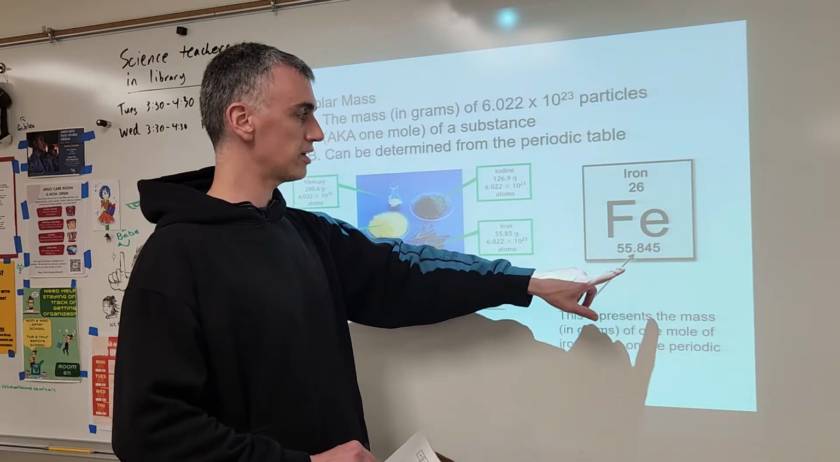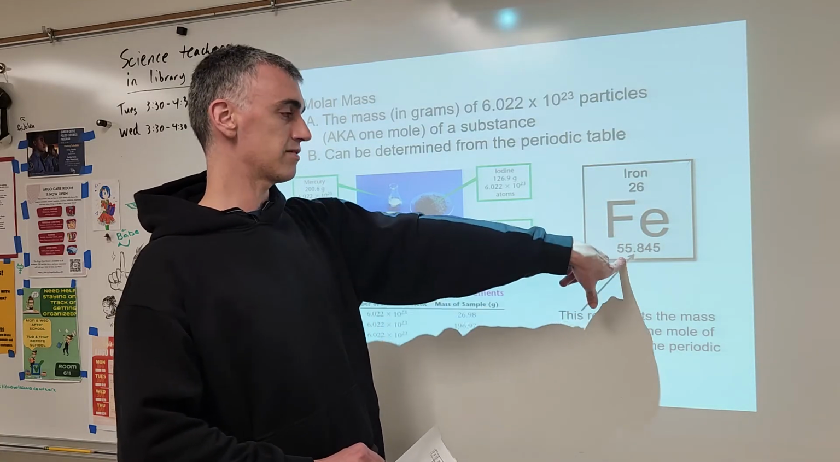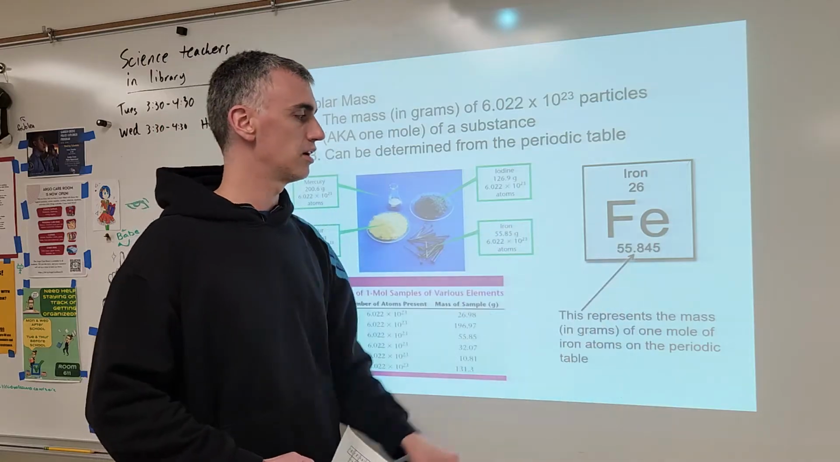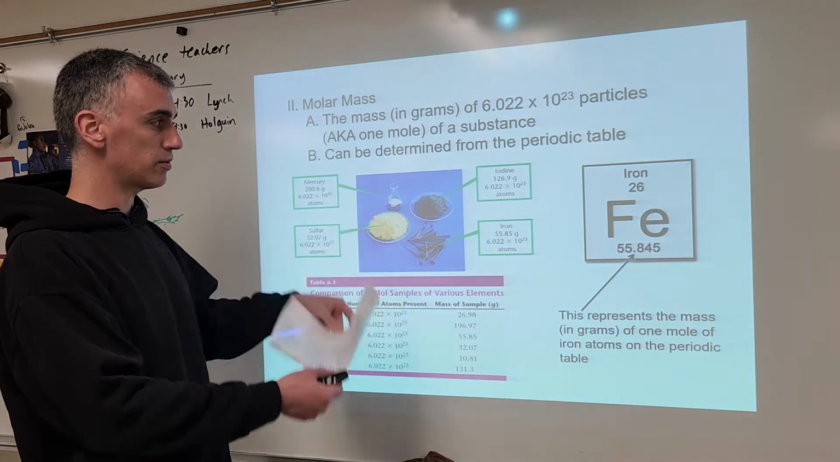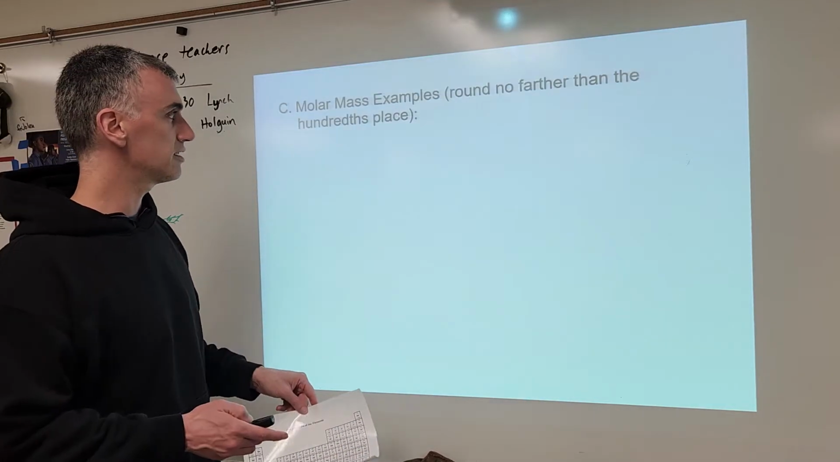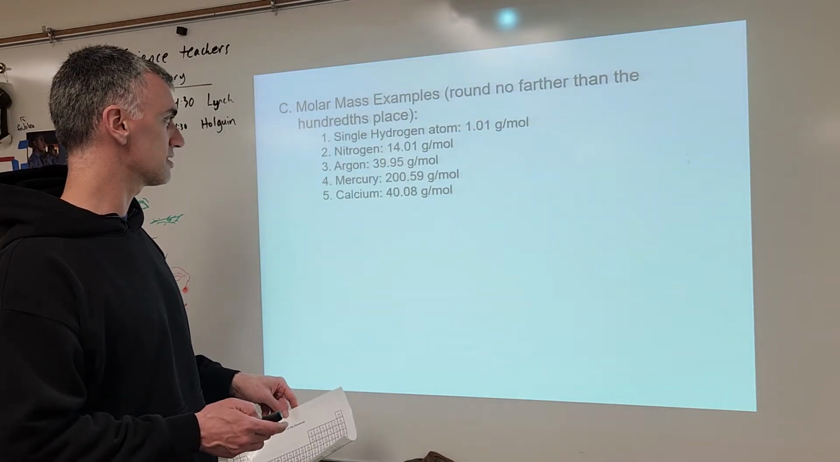So what's shown here is that 1 mole of iron has a mass of 55.845 grams. That is something, again, that doesn't need to be memorized. It's here on the periodic table, and that can be applied to various other elements as well, such as these.